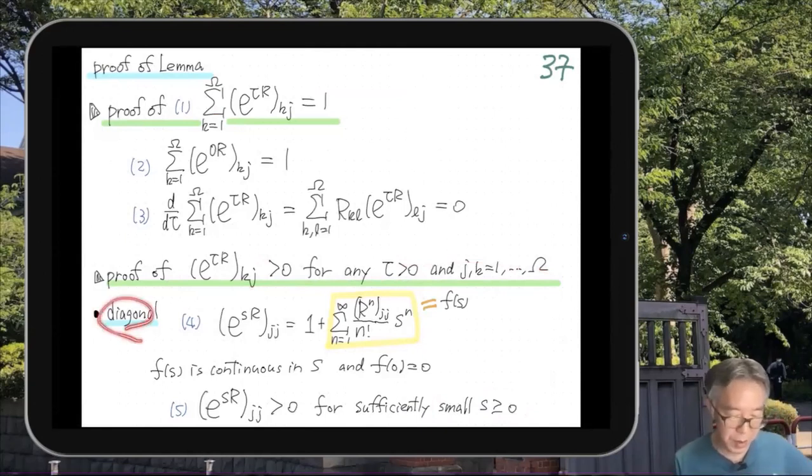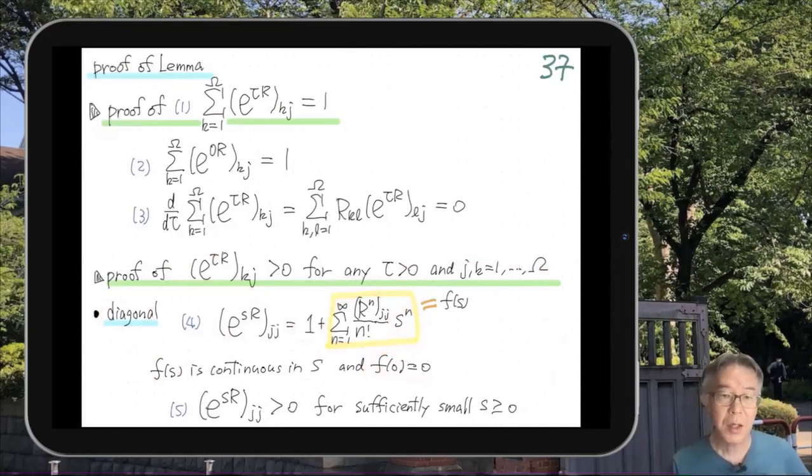So I start from the diagonal elements, and you replace tau by s, and you consider this diagonal element. And of course, this is just a definition of the exponential. And since this converges, you see that this is a real analytic function. So it's a continuous function, and I split this part and this part. So this starts from order s. This means that f is a continuous function of s, and this is important, f(0) equals 0.